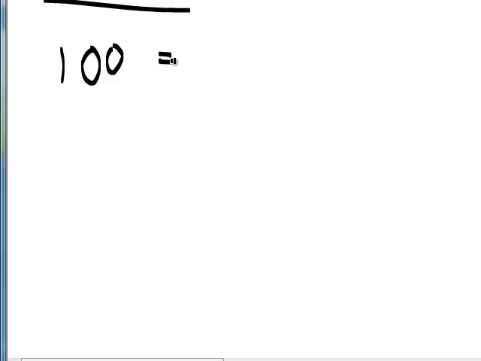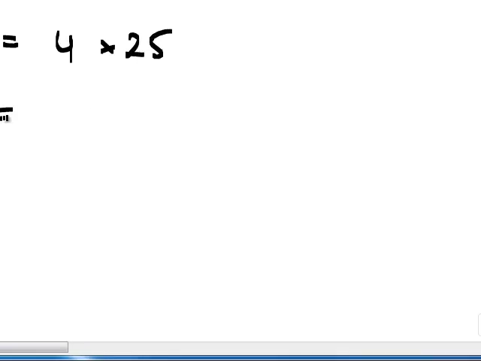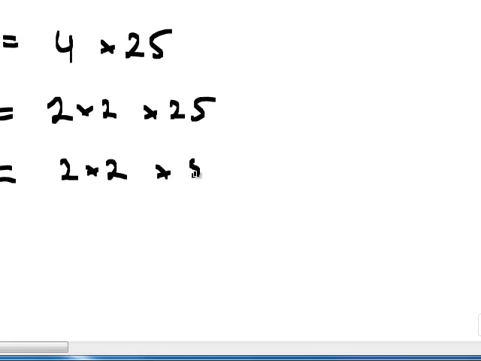If we did it this way, 100 is 4 times 25. That's the same thing. 4 is not a prime number, so we write 4 as 2 times 2. This remains. 25 is not a prime number, so we write 25 as 5 times 5. Now we're going to end up with the same thing.